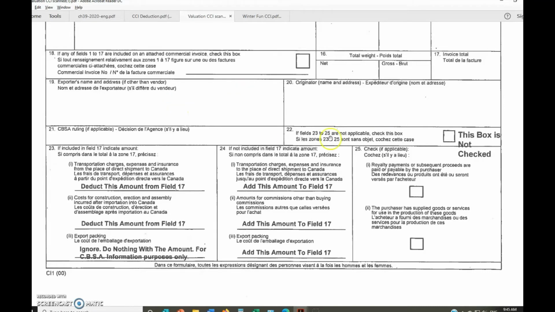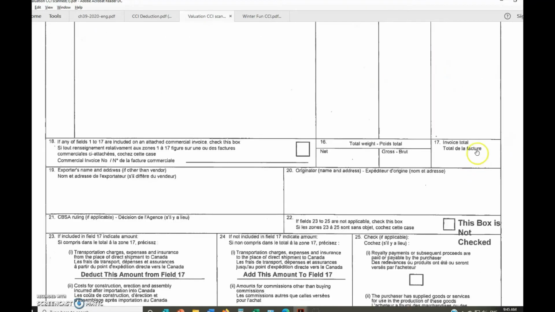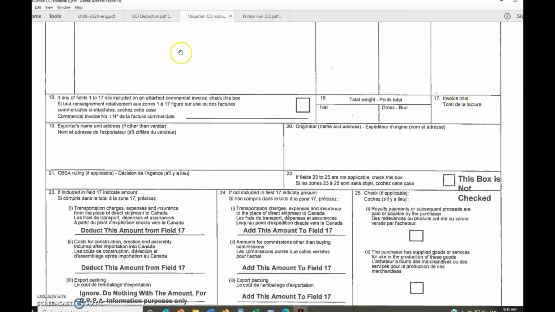So if there are royalties being paid, we have to check this box. We don't do anything with it, but we check this box. Subsequent proceeds means if we're going to sell this good at a later date, the good that's listed on the Canada Customs invoice, and we're going to get money for it, we have to indicate that here by checking the box. We don't give any amounts or anything, we just check the box. These are kind of declaration only.